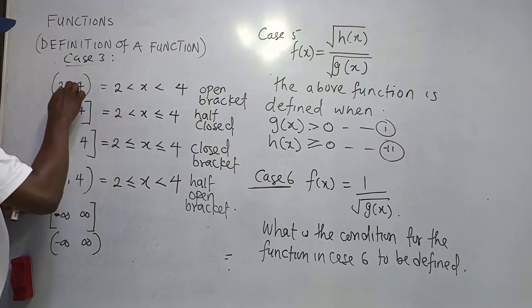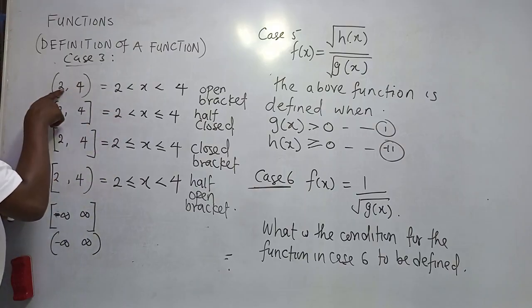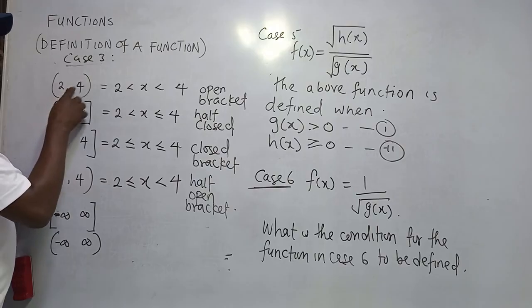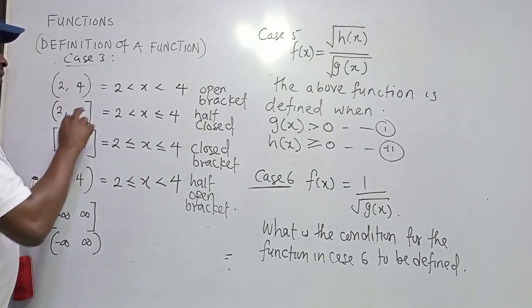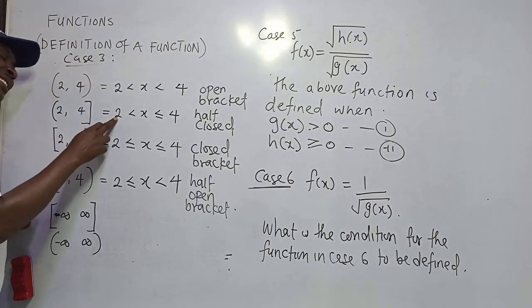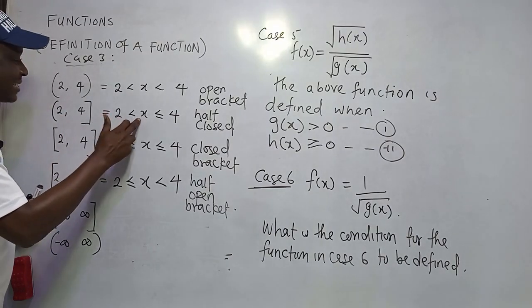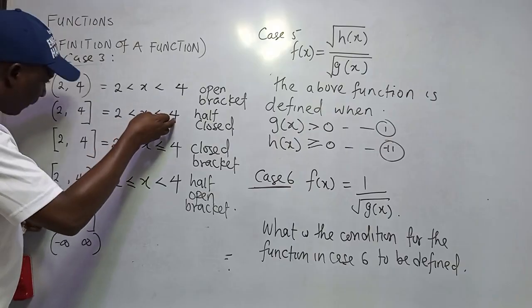So if I'm giving you something like this, it means that it does not start from 2, it starts from 3, and 3 is the only element here. If I give something like this, it means that 2 is not included. It starts from 3 to 4.